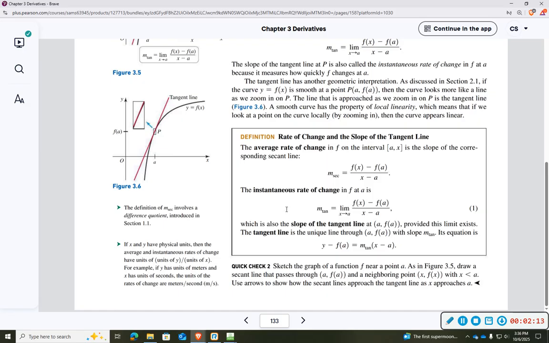So as you get closer and closer together, it says this is also the slope of the tangent line, provided that the limit exists, and it says the tangent is unique through (a, f(a)). So you're going to get a unique equation. And then when you want to write the equation of the tangent line, again, you're going to be using that slope and then using the point (a, f(a)) to come up with the equation.